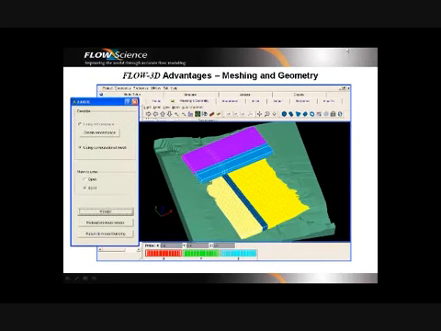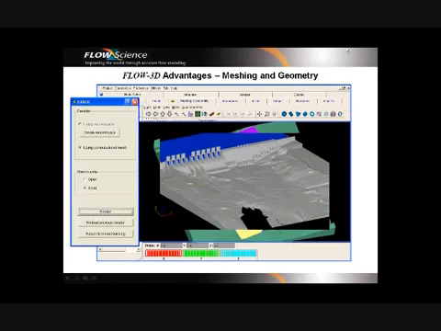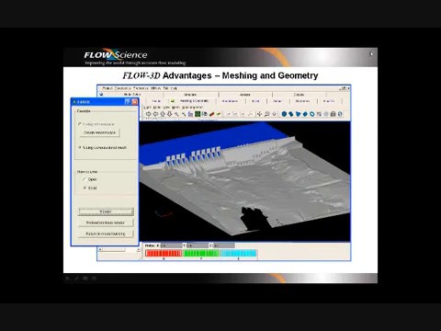In Flow3D, please bear with us for a moment here.